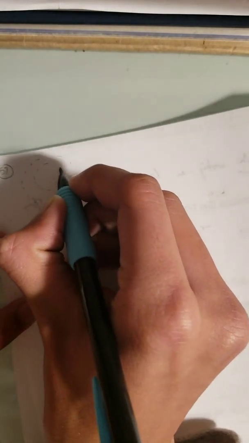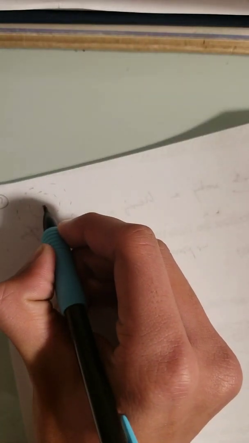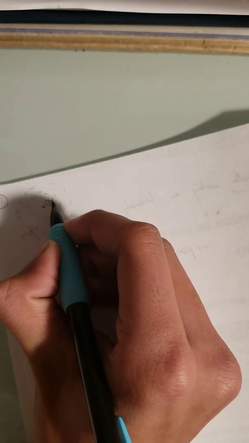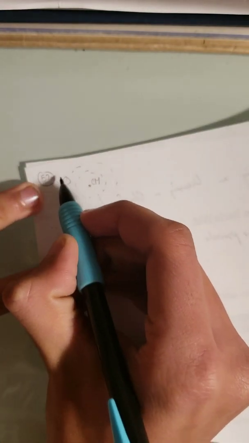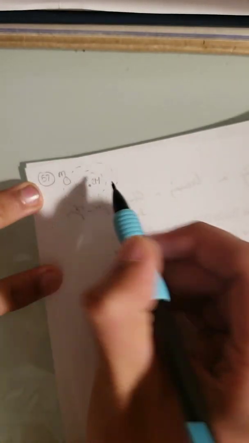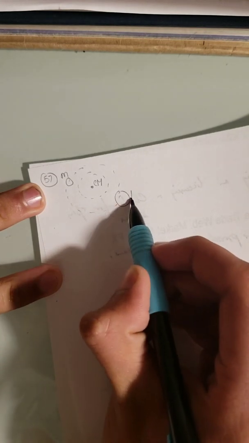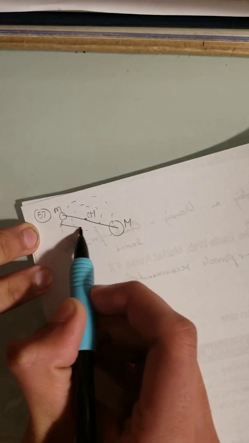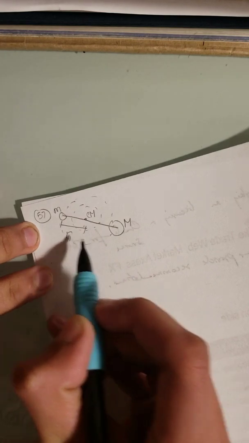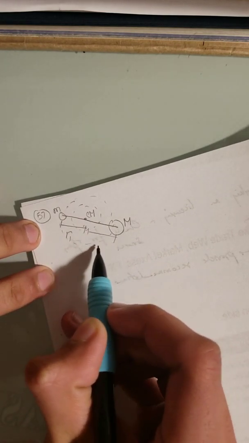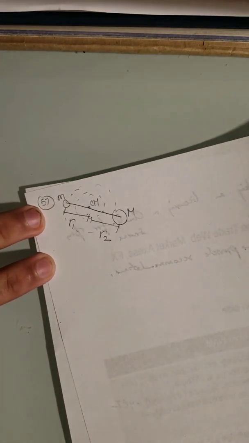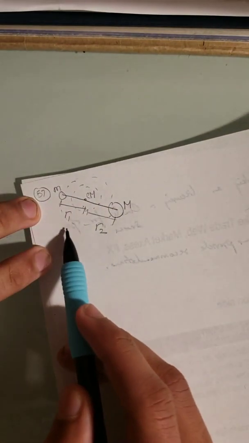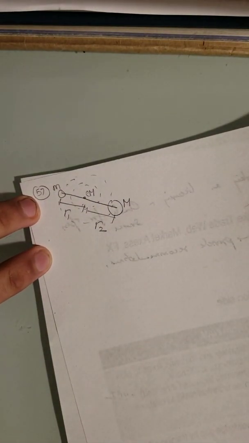So we have two concentric circles, and the center of both of these circles is the center of mass. Then we have one mass m on this side and a bigger mass M on this side. And then say we call this distance r1 and this distance r2. So first we'll start by finding these distances r1 and r2 respectively.